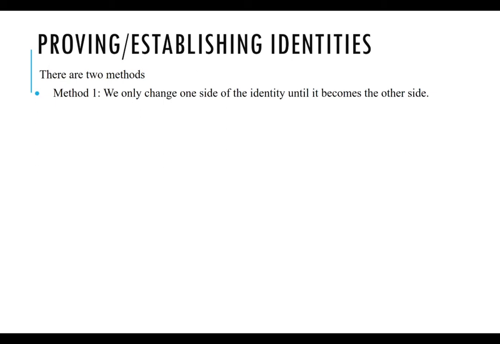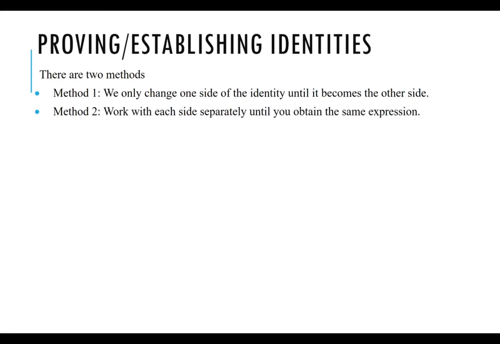I'm thinking about f and g in terms of my definition previously. And so one method is you only change one side of the identity until it becomes the other side, and if you can show all the steps and define all the identities which you used, you have done exactly that. You've proved the identity. Method 2 is that if you have two things being equal, you can start on the left-hand side, start on the right-hand side, and work your way to the middle until you find the missing link.